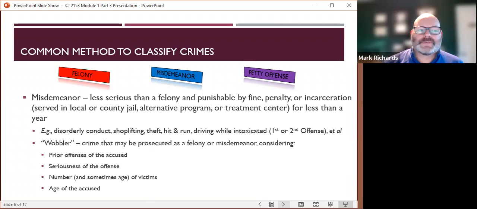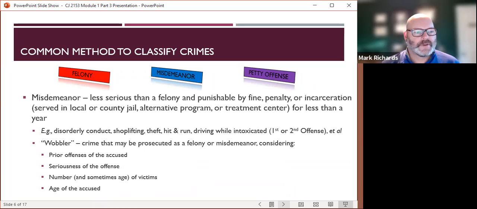A misdemeanor is less serious than a felony and is punishable by a fine, some type of penalty, or maybe even incarceration, which can be served in a local or county jail, an alternative program, or even a treatment center. And this term of incarceration is for less than a year. These are crimes like disorderly conduct, shoplifting, theft, hit and run, first or second offense driving while intoxicated, and other offenses.